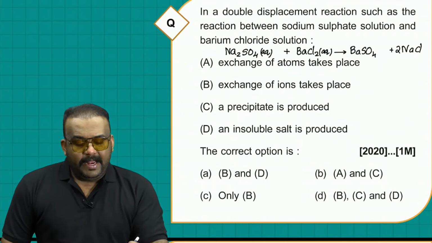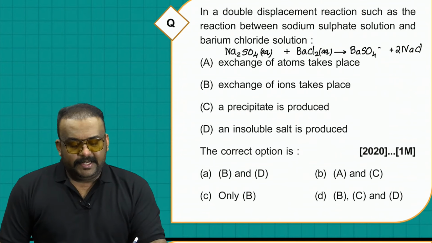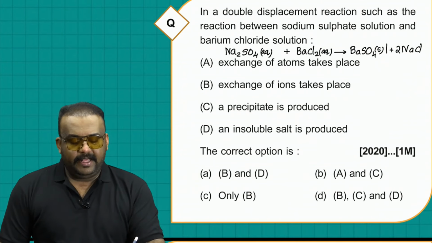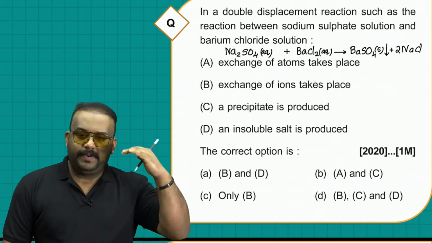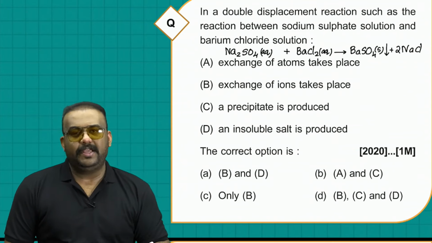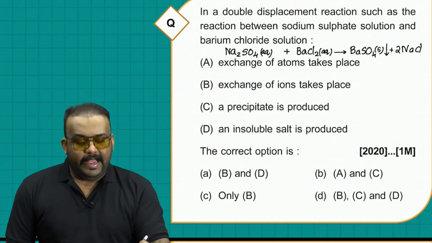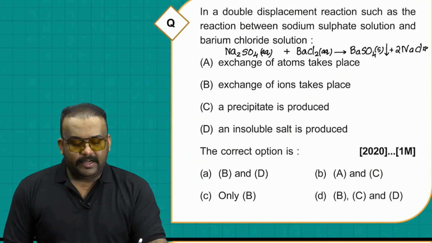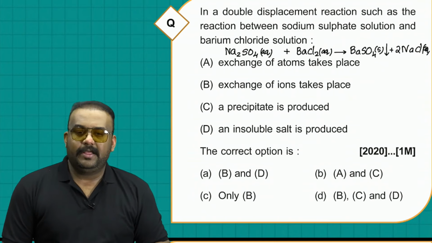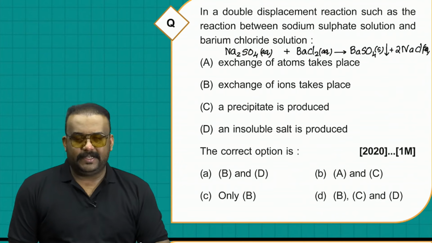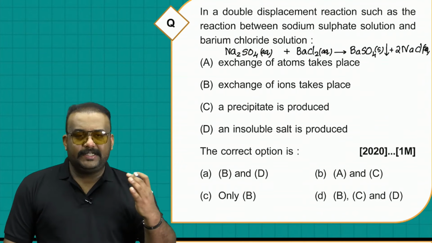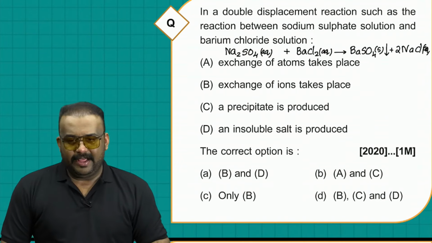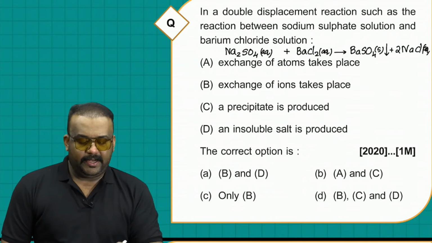Now, barium sulfate is a salt which is insoluble in water. So definitely that salt is going to precipitate at the bottom of the test tube. And NaCl is soluble in water, so it will be in the solution itself in the form of aqueous. So this is the overall reaction, and let's read what are the points given here.